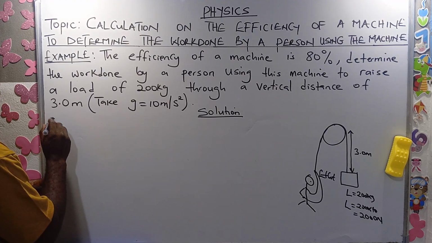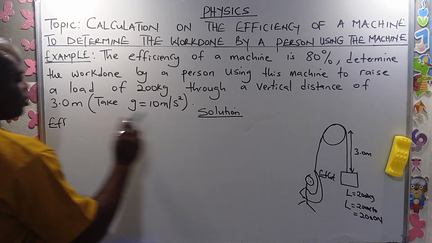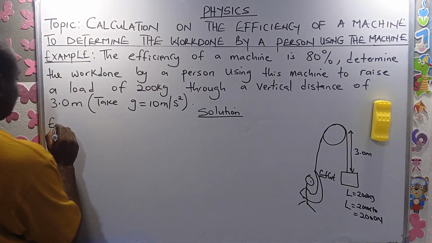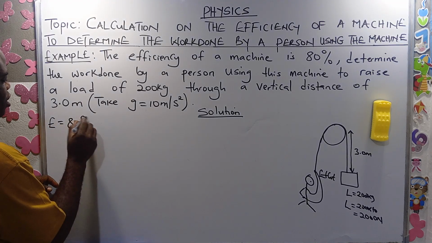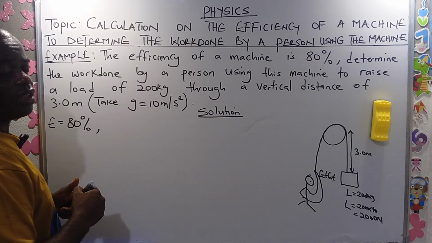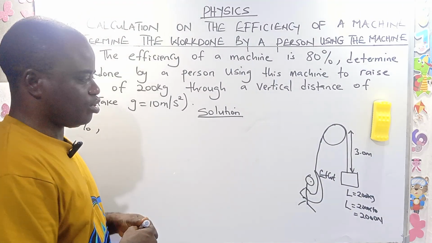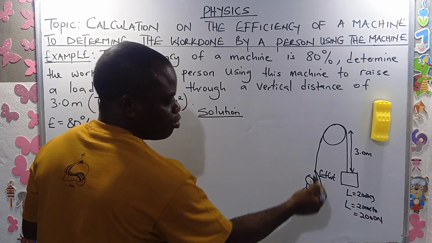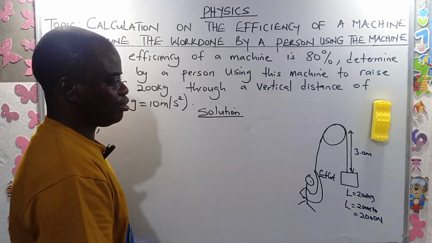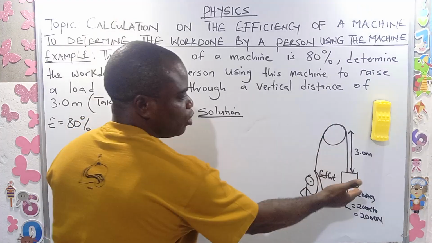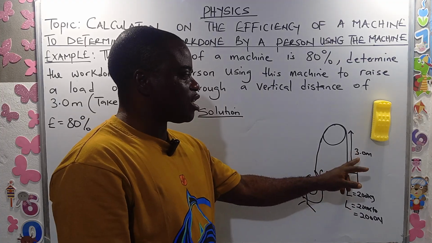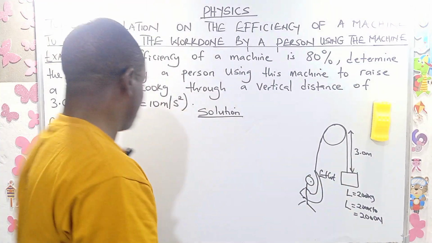The efficiency, let's use capital E to represent the efficiency. That's 80%. Determine the work done by a person using this machine. That is the work input. This is the work the individual puts into pulling the rope. That's the work input. If not, the load will not move up. The work output will be load times distance moved by the load. Okay, that's the work output.